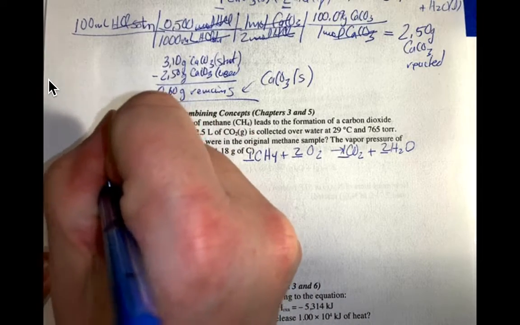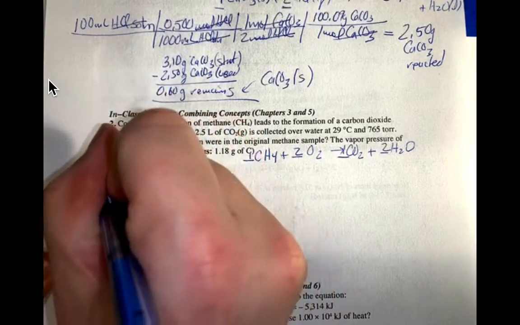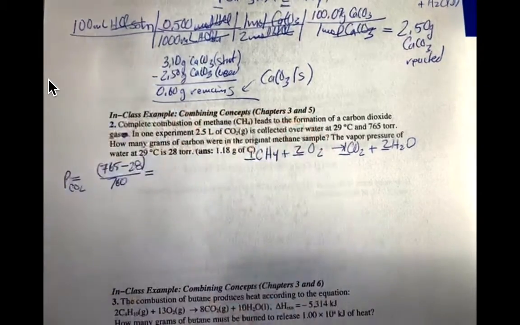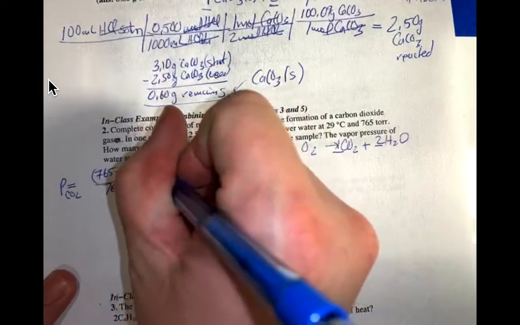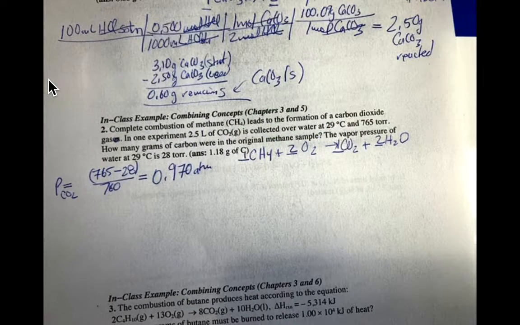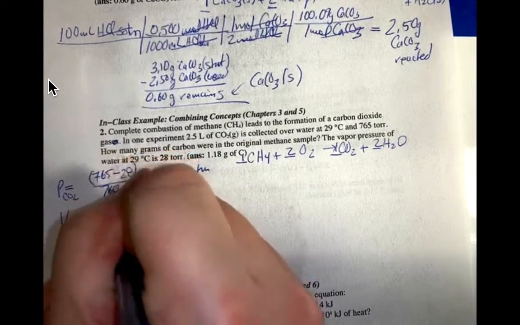So this is going to be equal to 765 minus the pressure from the water vapor. I'm going to go ahead and convert this to atmospheres since I'll need that in a second. So I'm going to subtract the 28 and then divide by 760, which gives .970 atmospheres. Okay, I have my pressure. My volume is straightforward, 2.5 liters.